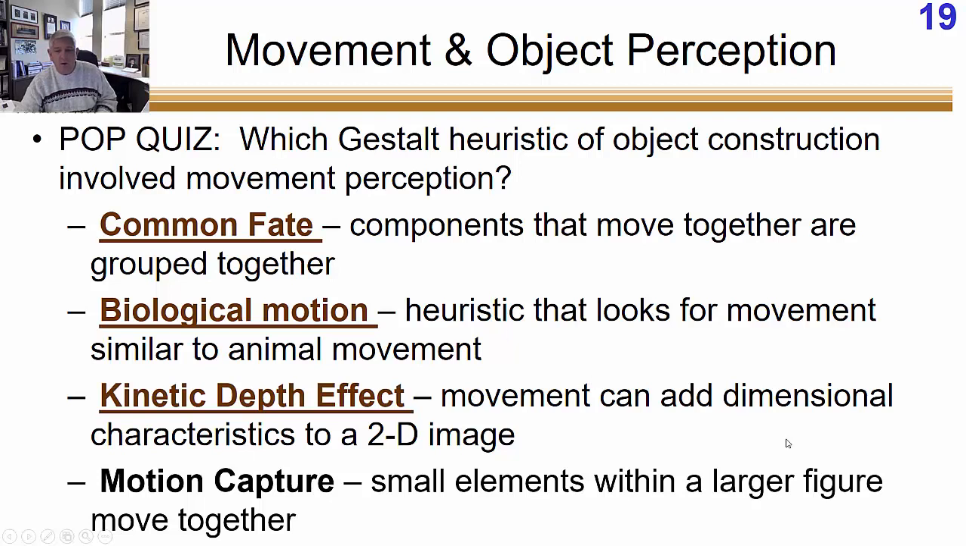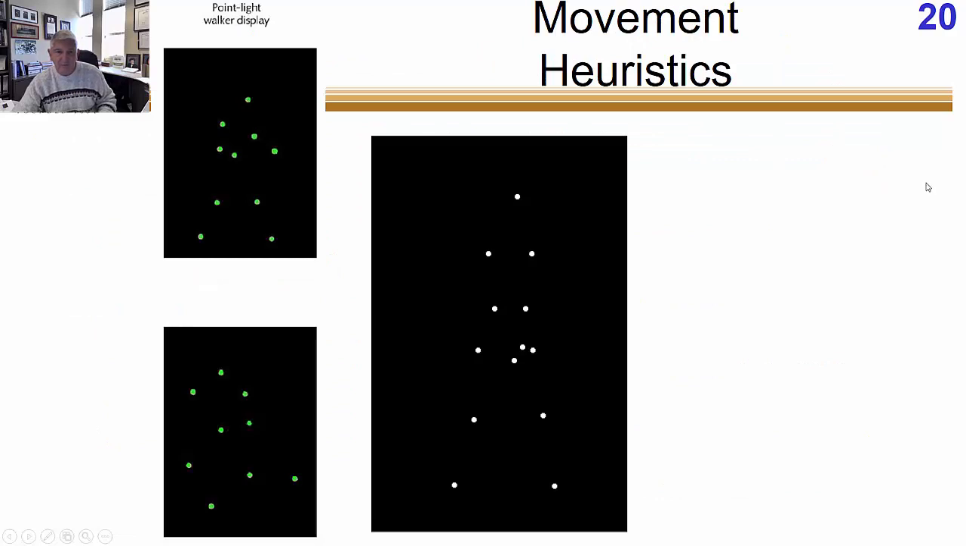And then finally, motion capture is where smaller elements within a larger figure all move together, therefore they all belong together. So you can think about the image of the Dalmatian dog that was sort of masked by, in that black and white image that I showed last week. If that dog moved, all of the dots on the dog would move together and it would be very clear where that object was, motion capture. So let's look at biological motion in a little greater detail here.